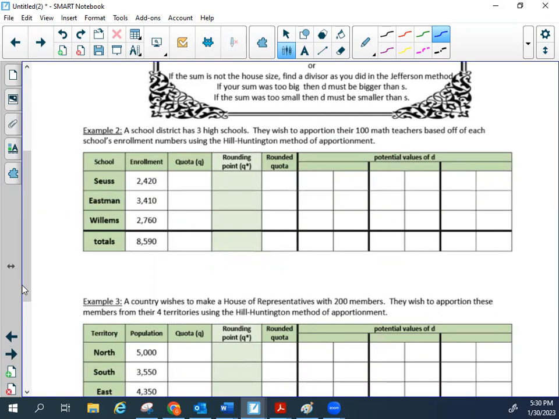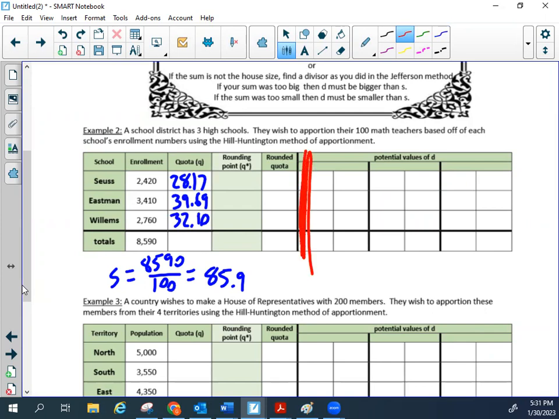So first we get our standard divisor, as always, population divided by apportionment. So our standard divisor is 85.9. We get our quotas, which is our population divided by the standard divisor: 28.17, 39.69, and 32.10. So the next one, where it says the rounding point, that's when we take the geometric mean. We're not going to need this area for this question, and we'll see why in a second, but I could do the work here.